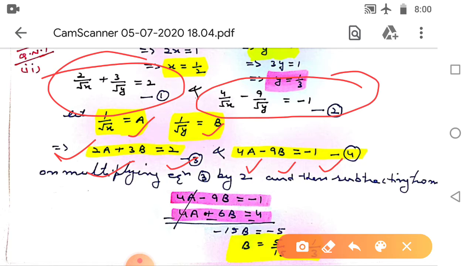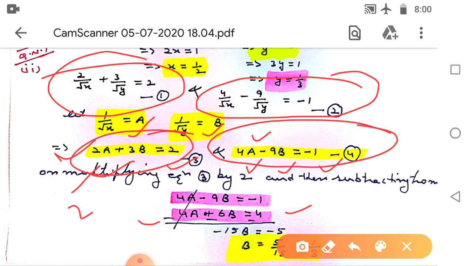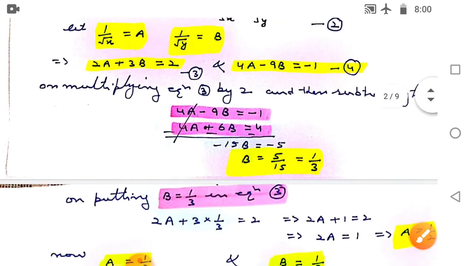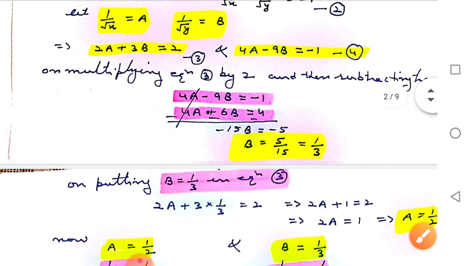Now the coefficient of a becomes 4, 2 2s are 4, so the equation is 4a plus 6b is equal to 4 when you multiply this equation by 2. Now the coefficient of a is 4 in equation 4 already. So subtracting 4a minus 9b is equal to minus 1, we get minus 15b. This is minus 9b and minus 6b is minus 15b is equal to minus 5.